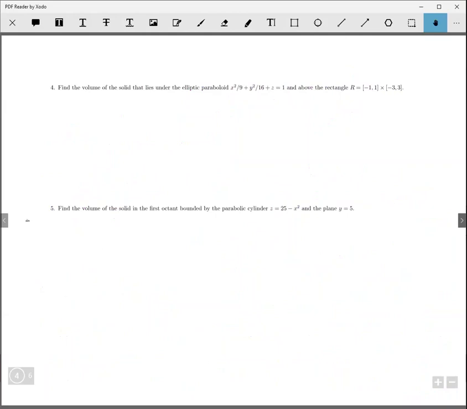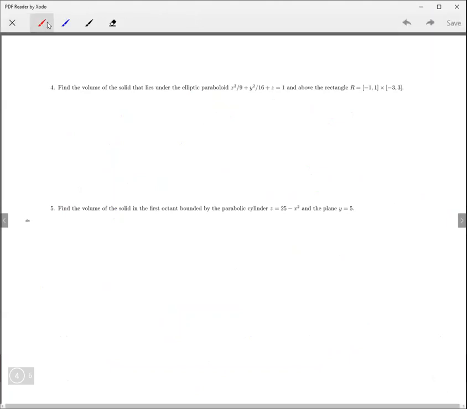So let's look at number 4. Okay, so here they're saying find the volume of a solid that lies under the elliptic paraboloid and above this rectangle here. So the first thing that you want to do is solve for the z. That's 1 minus x squared over 9 minus y squared over 16. Okay, so that's what your z is.